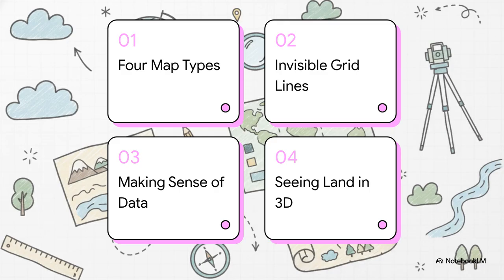So here is your Explorer's Toolkit for today's journey. 1. 4 amazing map types. 2. Earth's invisible grid lines. 3. Making sense of numbers. And 4. Seeing land in 3D. Let's get right into it.